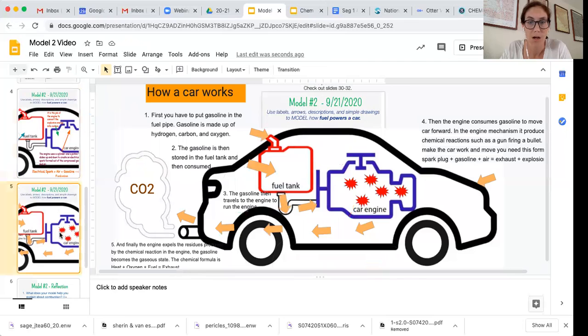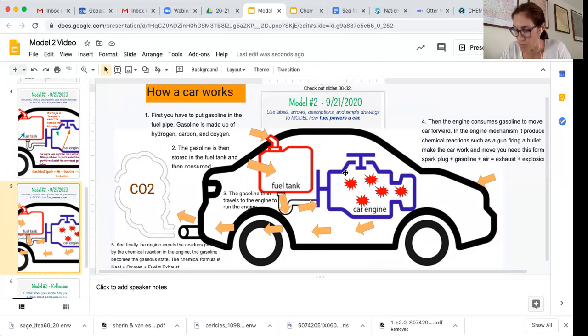And then one last model to look at, what I noticed right away is, again, numbers that show me the flow, and the arrows also show me the direction of the flow. And these little stars, I think, are meant to represent the explosion, which is really cool to include.